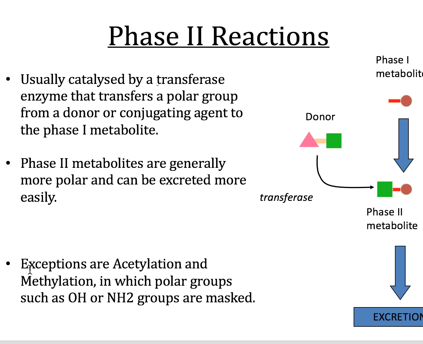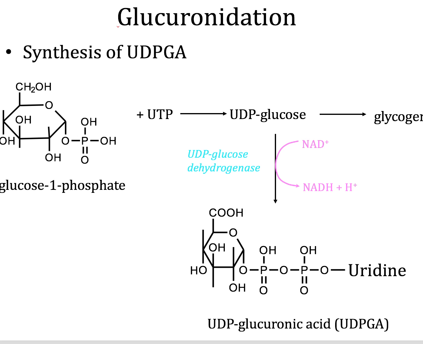Exceptions are acetylation and methylation, in which polar groups such as OH and NH2 are masked. The whole point of this, as you can see at the bottom, is that excretion is much increased. Now, if we go down, this molecule here, UDPGA, is the donor molecule and is thought to be involved in the process of glycogen synthesis. Glucose 1-phosphate goes there, and then UDP glucose dehydrogenase usually forms it. It's good background knowledge for you to have of how UDPGA is formed, but in general we should know that it's formed from the glycogen synthesis pathway.